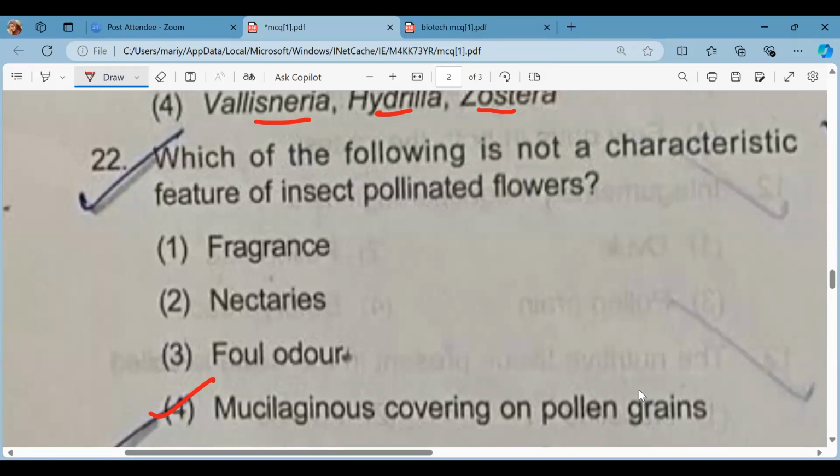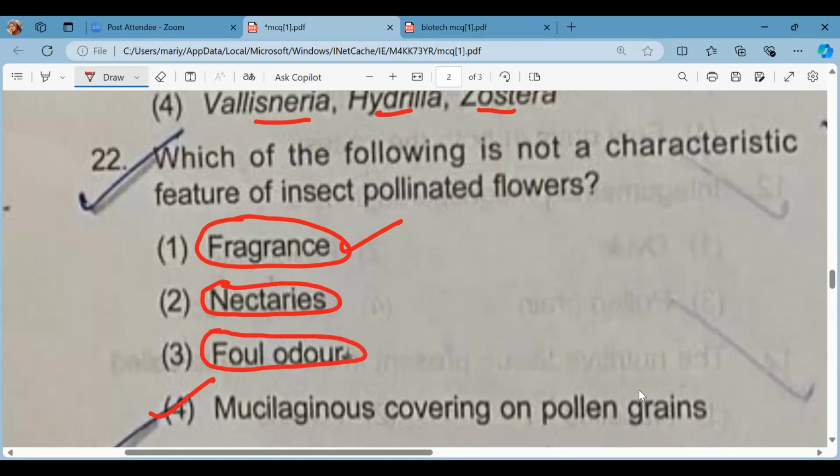I know the other three are parts of an insect pollinated flower. Okay, let us see each one of them one by one. The fragrance. What is the fragrance required for? To attract the insect. Correct. Nectaries, for the insects to feed on. Right, this is the pollen reward, isn't it?